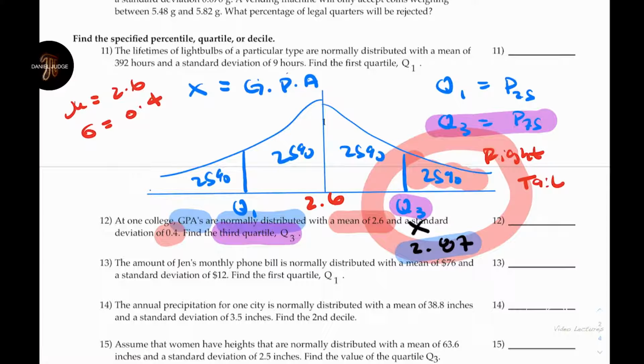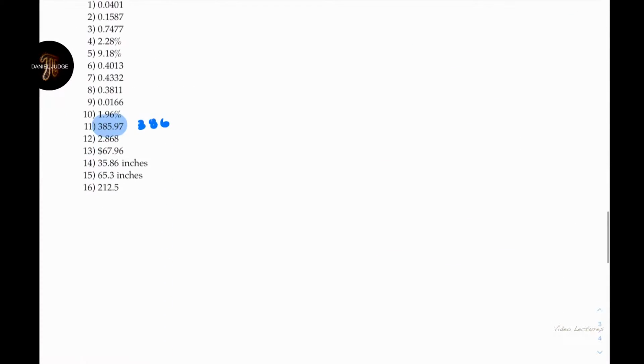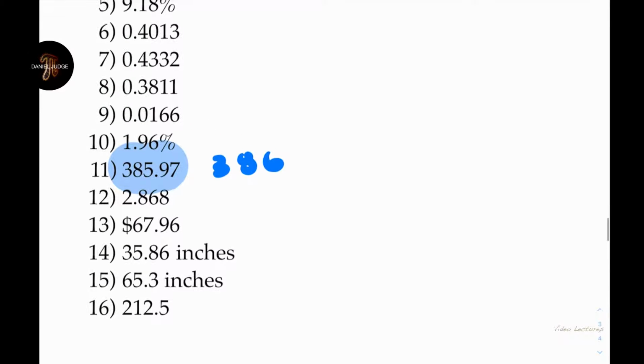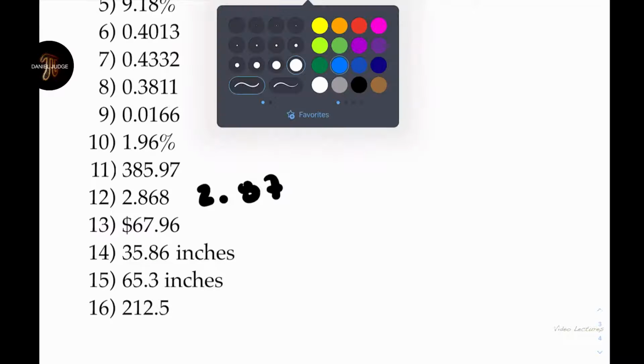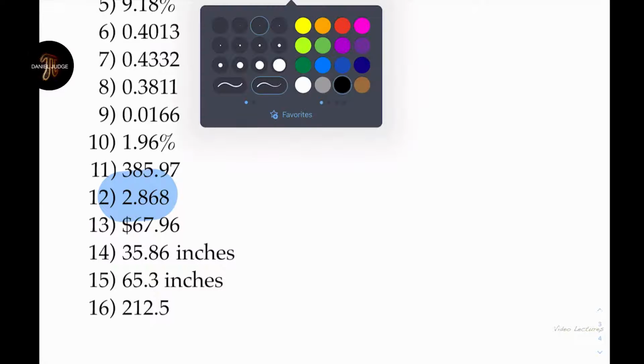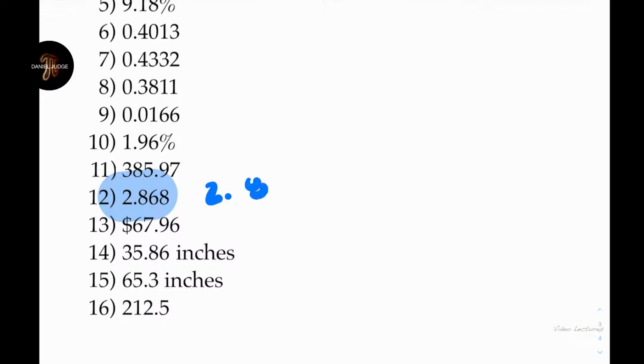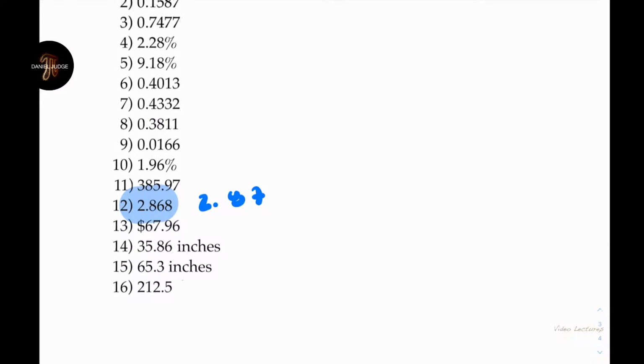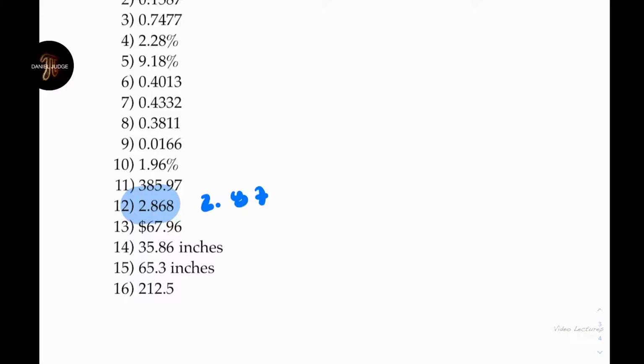All right. Now, let's see if we can fire the publisher. No, we get to keep the publisher, because this answer to the nearest tenths or hundredths is 2.87. So, ladies and gentlemen, it looks like they are okay. Let me change that to blue. And that's actually question 12, so fine.